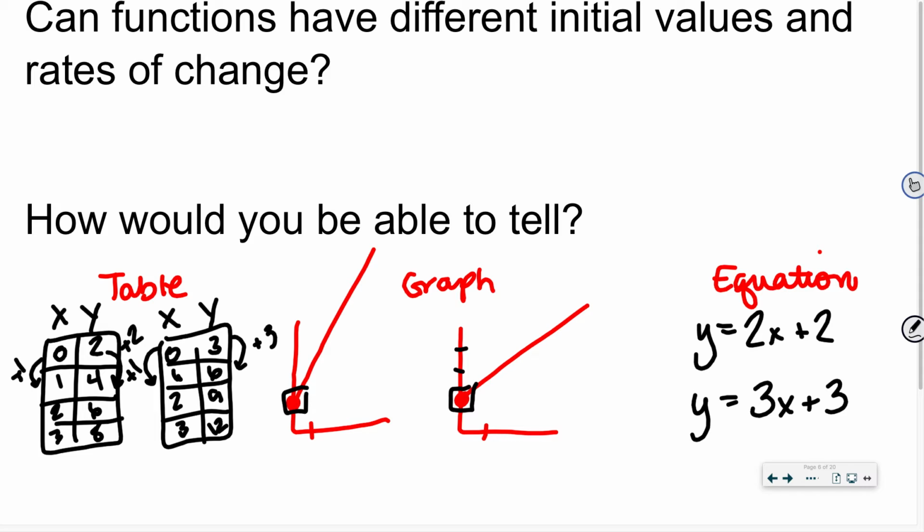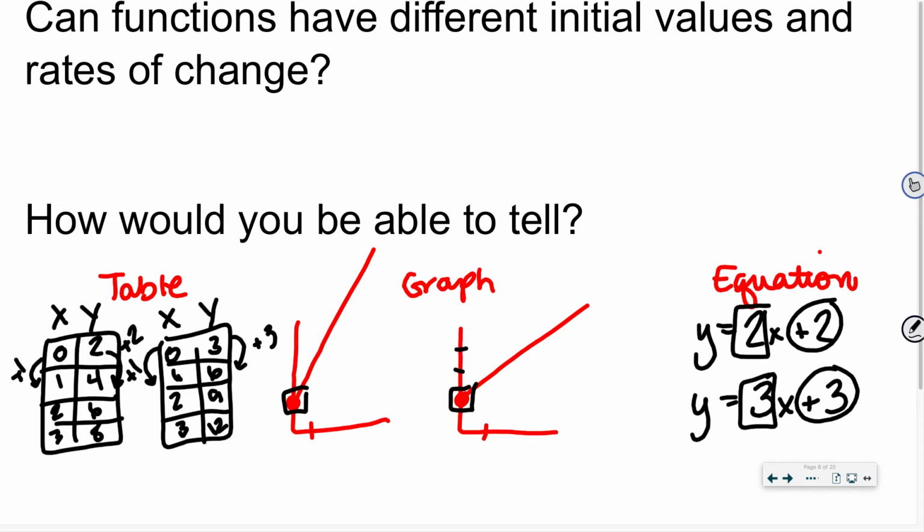Based on these equations, could you tell me which one had a greater initial value, which one had a greater rate of change? What are you specifically looking for in the equation? The y-intercept values here would tell me the value for x, what my result for y would be. And then how could I find the rate of change? Yeah, the slope here. This value represents how my relationship is changing.